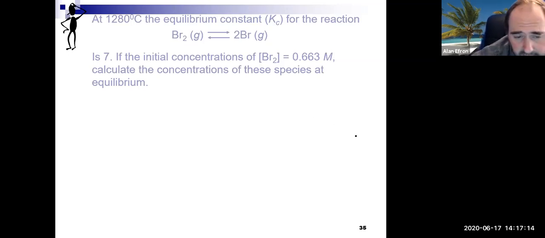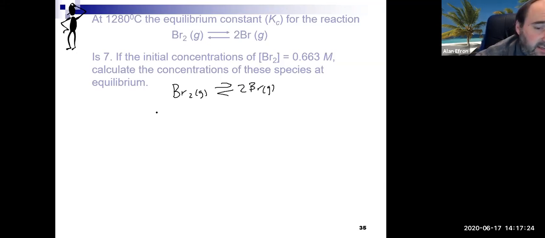So again, we would start with our reaction here. It is balanced, so that's good. And in this particular case, we're just given the initial concentration of Br2 and nothing on the Br side. So initially, this is 0.663. And since we were not given anything on the other side, we can safely assume that this is going to be 0 to begin with.